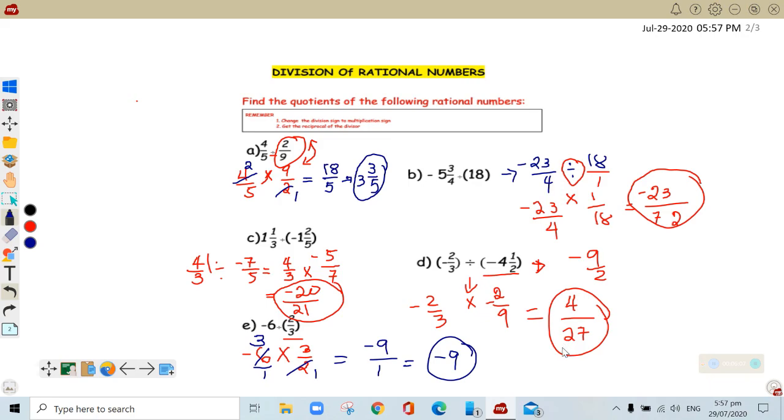Okay, so this is how we do division of rational numbers.